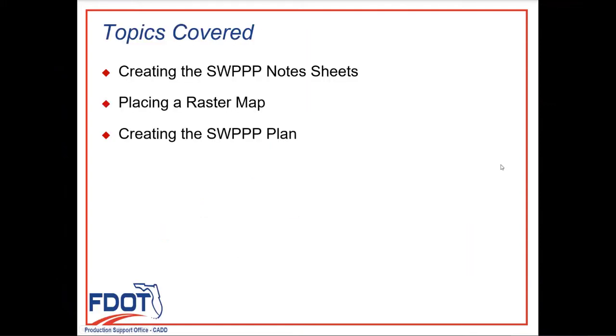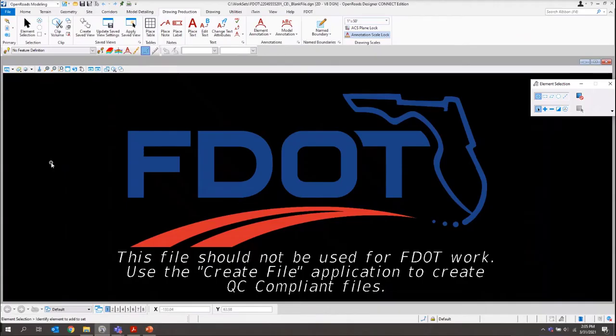So topics we're going to cover are creating the SWPPP notes sheets, placing a raster map for the sheets, and then we're also going to create the SWPPP plan. So let's begin. I've gone ahead and opened up my F.Connect for OpenRoads Designer using the icon on my desktop. And I've also opened up my blank file for the work set.